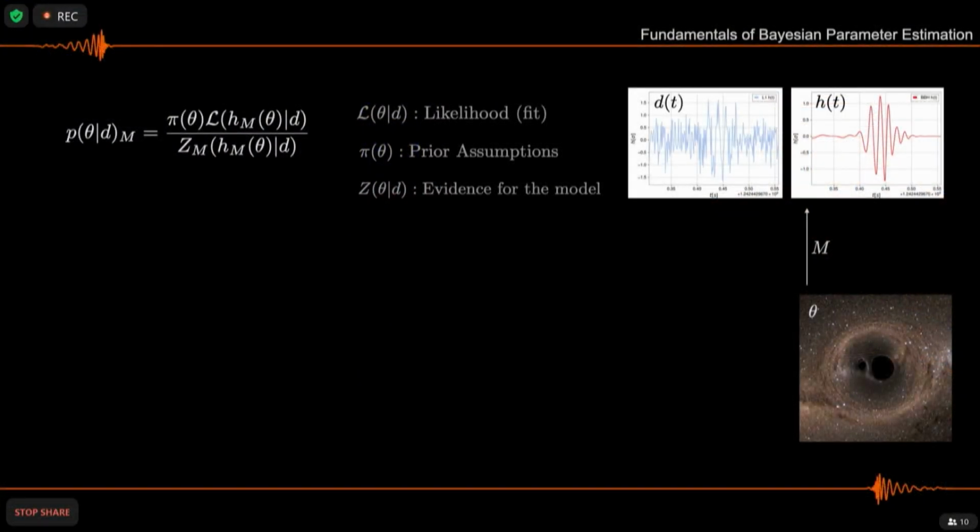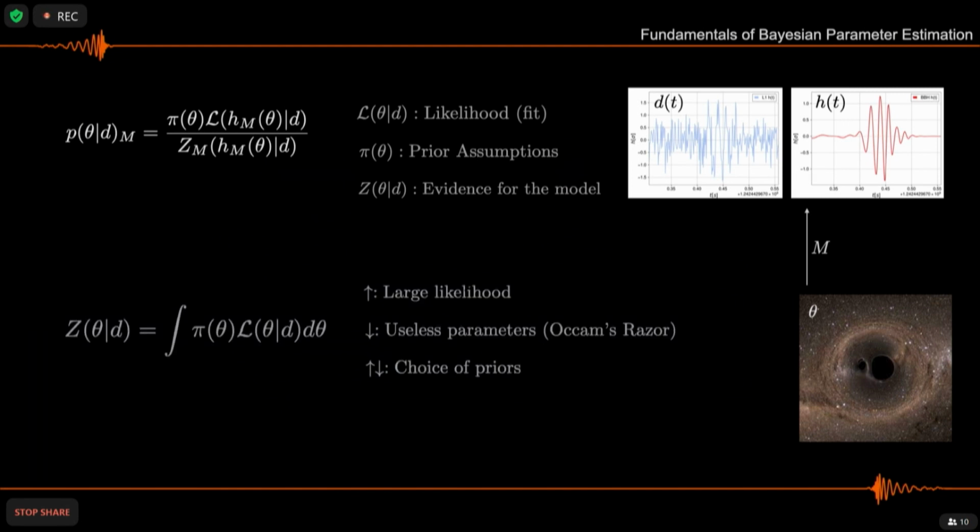And then we have this normalizing factor here that we call the evidence. And it's not just a normalizing factor. This is actually what we use to decide which model represents the data best.